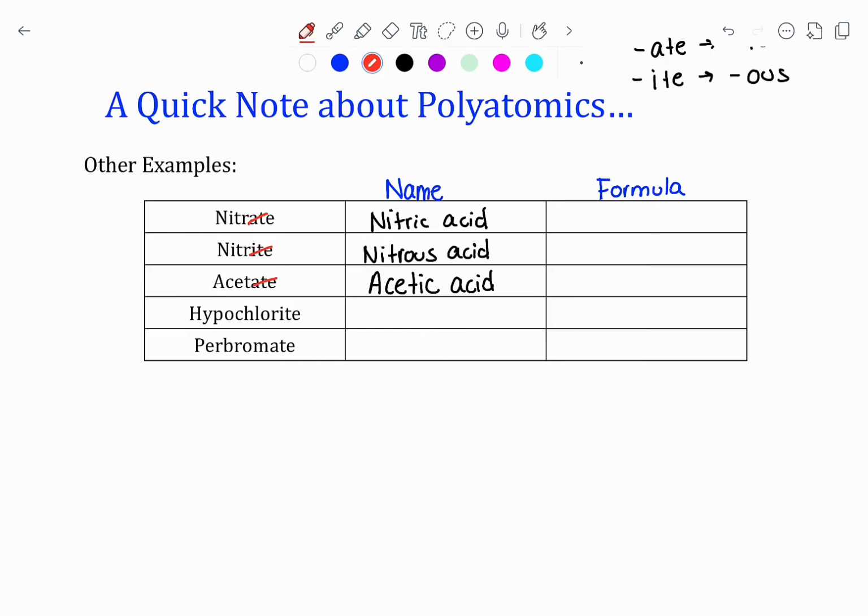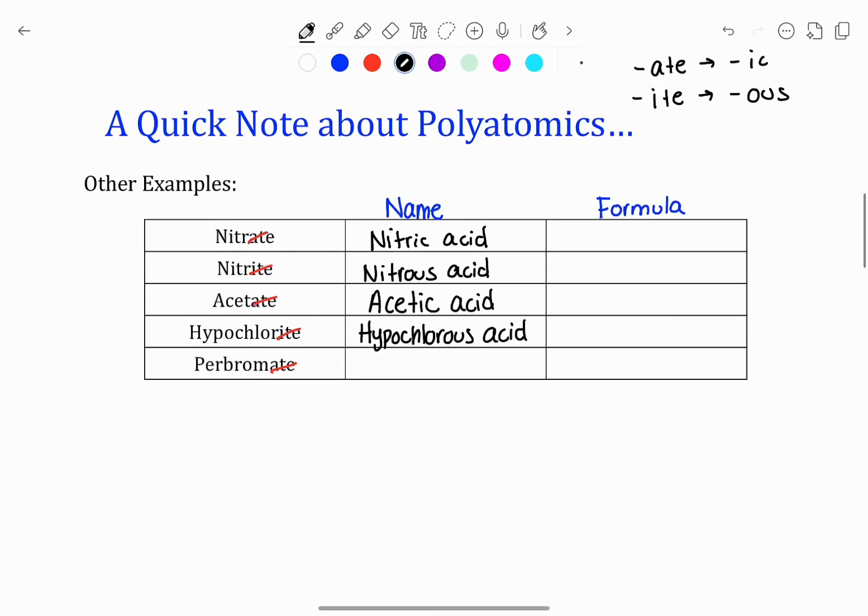So then I would have hypochlorite, get rid of the ite, so hypochlorite becomes hypochlorous acid, the main component in a lot of skincare items. And then our final one, we have perbromate. Ate becomes ic, so we have perbromic acid. So those are all of our names. We are just changing that ate and that ite ending to either ic or us, O-U-S.